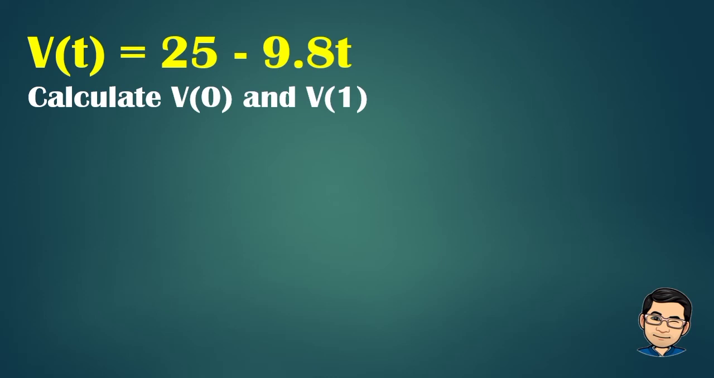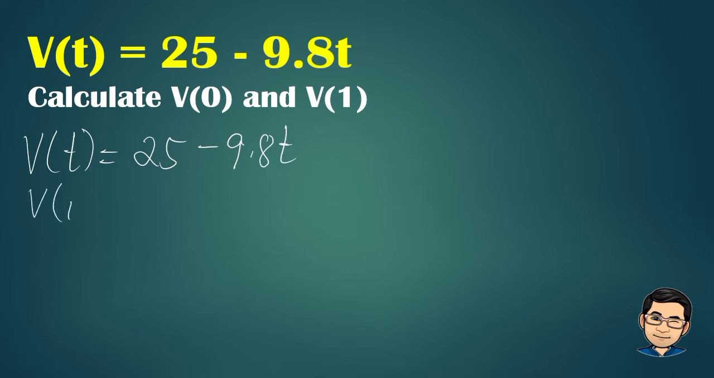So, that is v of t is equal to 25 minus 9.8 t. And then we substitute 0. 25 minus 9.8 times 0.